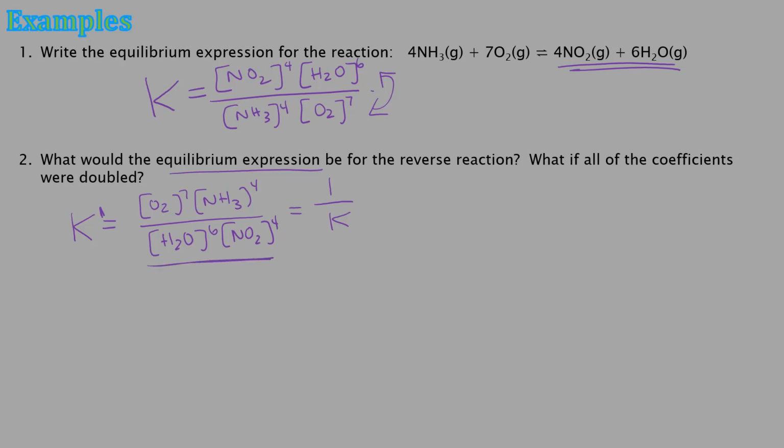All right, and so if all the coefficients were doubled, then what we'd basically be doing is multiplying all these by 2, right? Because this would be 8, and this would be 14, and this would be 8, and this would be 12. And so whenever you multiply an exponent by 2, you're squaring it, right? And so you're squaring this whole value, you would end up having K double prime, is what I'm going to call this one. And that would be equal to H2O to the 12th times NO2 to the 8th divided by O2 to the 14th times NH3 to the 8th. And so that would also be equal to K squared, the original K squared, because all of these values are squared.